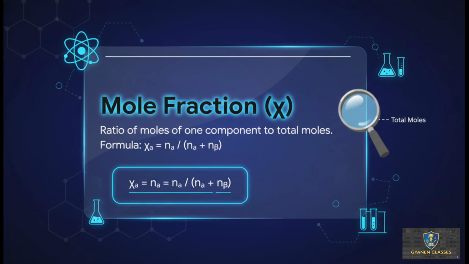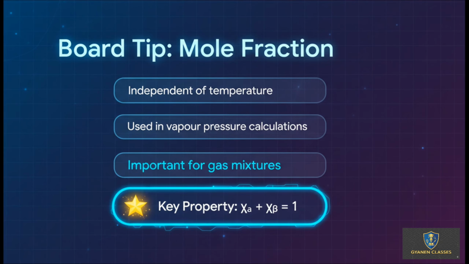A fraction is just a part of a whole, right? Well, mole fraction is the exact same thing. It's the ratio of the moles of one component, your part, to the total moles of all components in the solution, the whole. So if you look at the formula, the mole fraction of component A is just the moles of A divided by the total moles of A plus B. That's it.